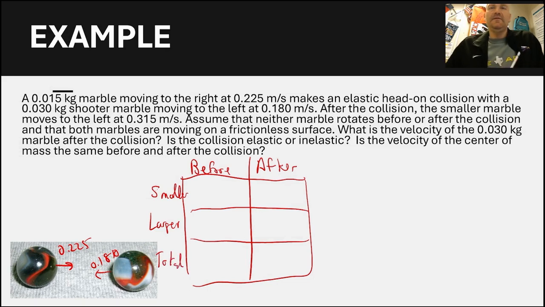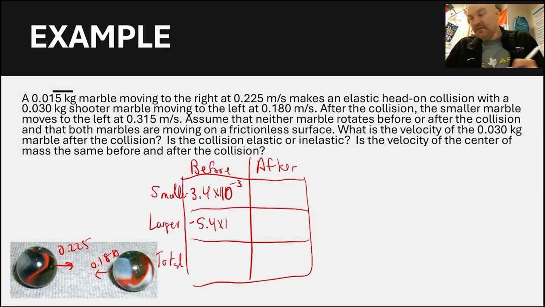What we're going to do is P equals M times V for each one of these. For the first one, we do 0.015 times 0.225, and we end up with essentially 3.4 times 10 to the negative 3. Then we do it for the larger one: 0.030 times 0.180, negative 0.810, and we end up with negative 5.4 times 10 to the negative 3. Now the total momentum is just summing those, so it's going to be negative 2.0 times 10 to the negative 3. To find the total box, we just add these two. But remember, conservation of momentum tells us that before and after equal each other.